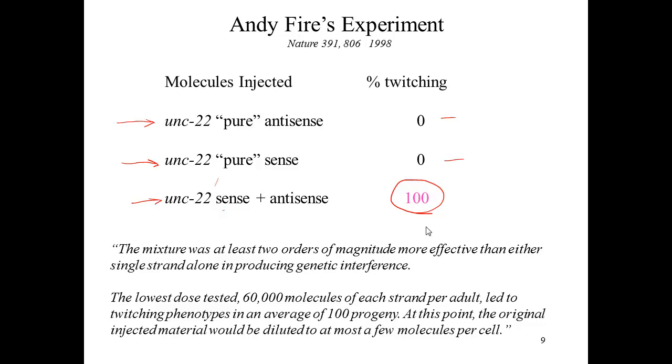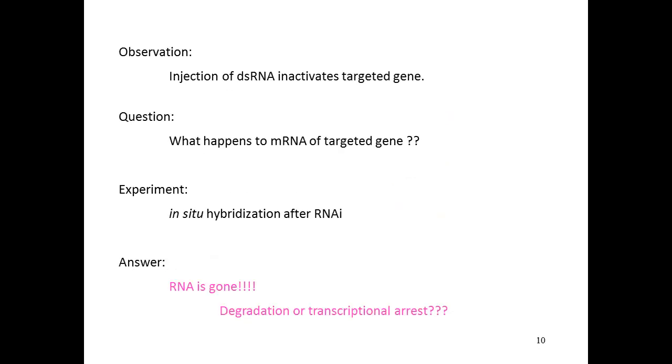And again, here's sort of a calculation. They reasoned that they were injecting as little as 60,000 double-stranded molecules into each adult, and yet even 100 progeny from that adult would show this effect. So there could only be a few molecules per cell, and we know that there can be on average about 1,000 copies of mRNA per cell. So how could so few molecules produce this effect? And they thought that perhaps it's not like antisense, simply a binding event, but some sort of catalytic event.